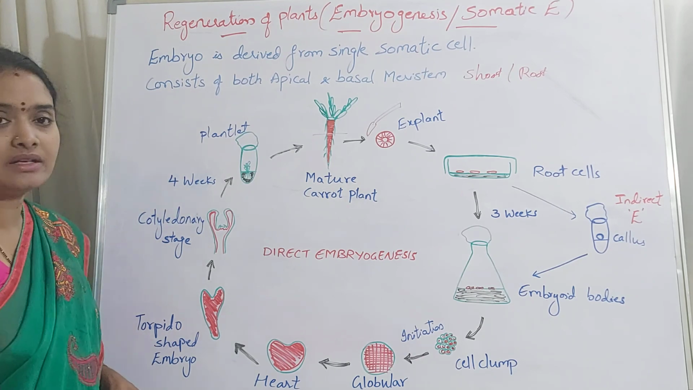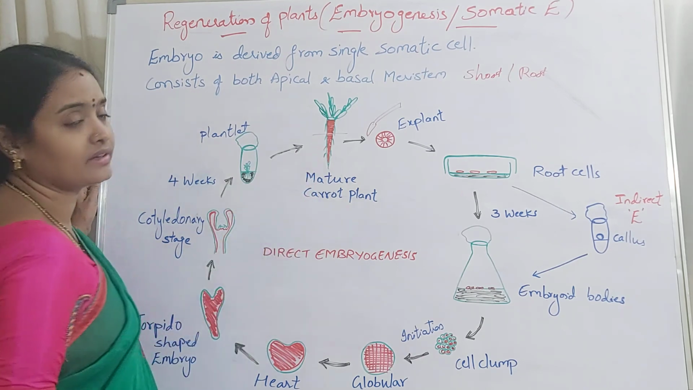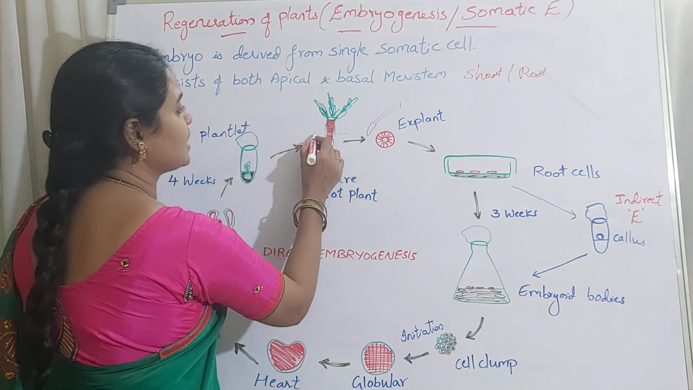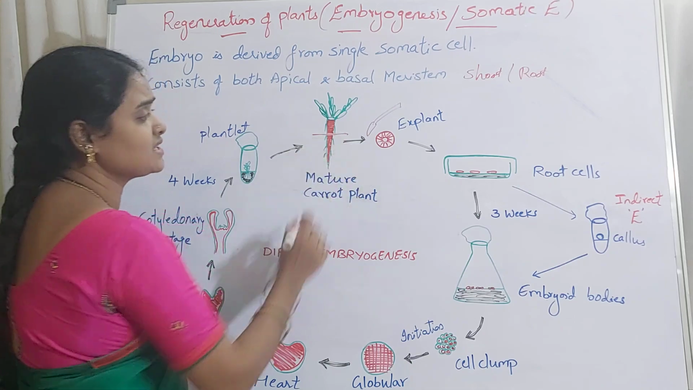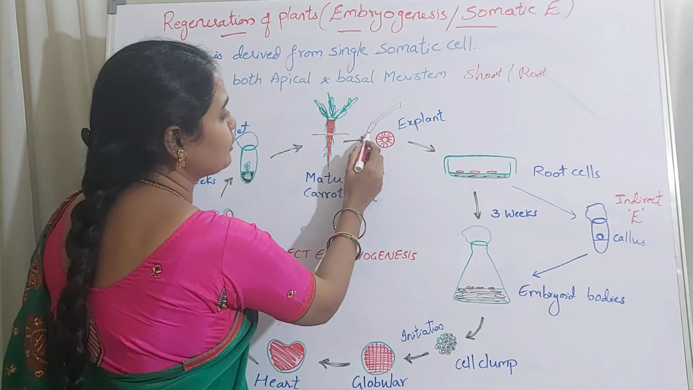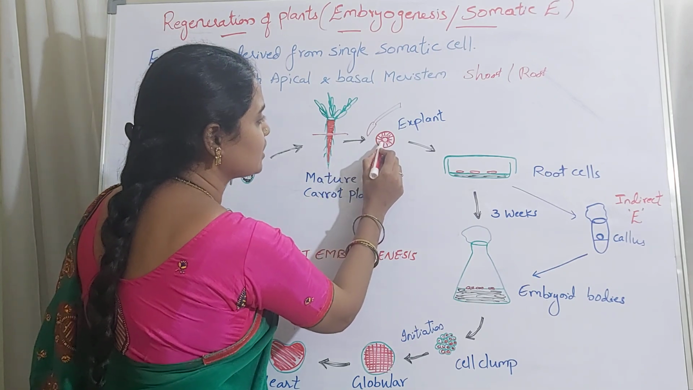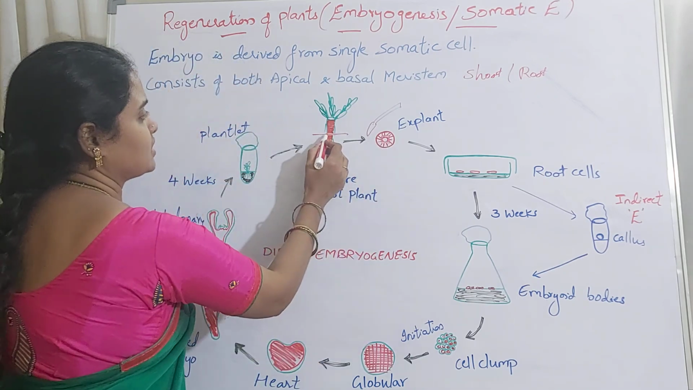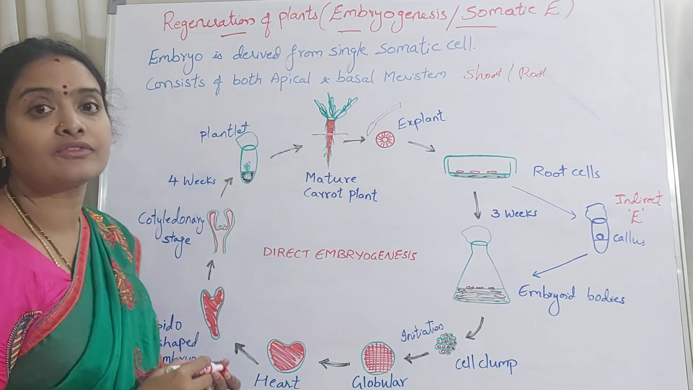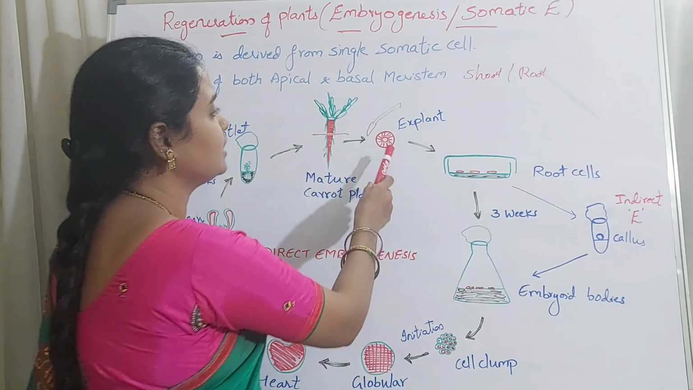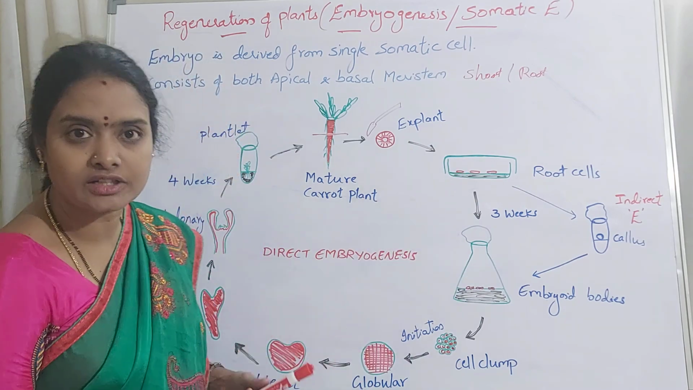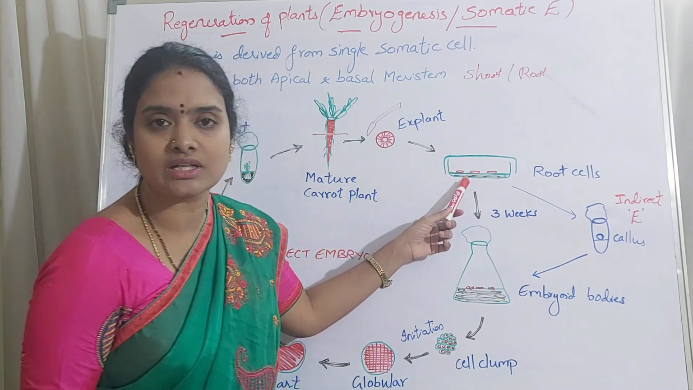Select one of the plants, the mature plant. Here I have selected the carrot. The mature carrot is selected, and you excise the root of the carrot plant. With the help of a scalpel you select a small portion of the cortex. Here I take a thin section, and from the central portion I use it as the explant, and then this explant is inoculated under sterile conditions in plant tissue culture media.